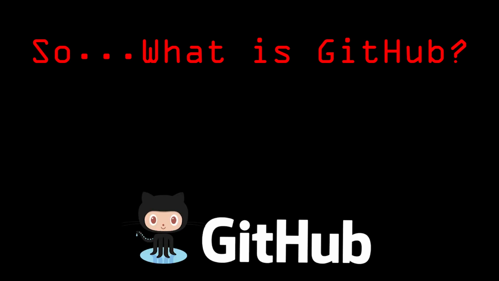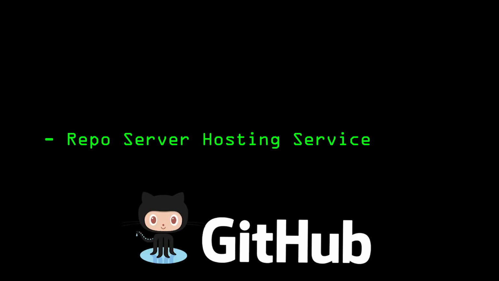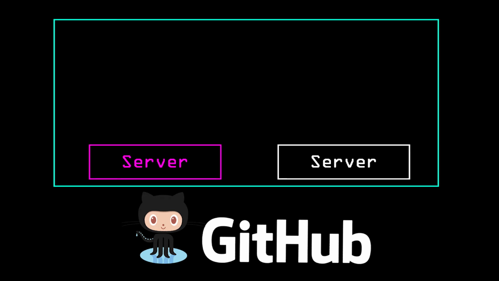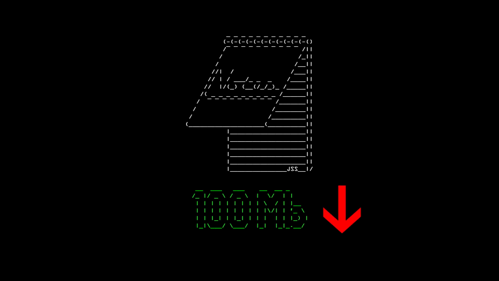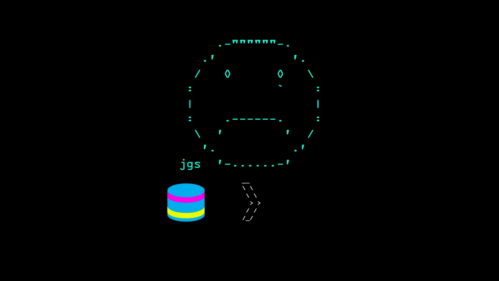Okay, so then what exactly is GitHub? GitHub is a version control repository hosting service. They own servers and let users have limited space on them for their repos free of charge. They do, however, limit you to files below 100 megabytes each and frown upon repos being larger than 1 gigabyte.